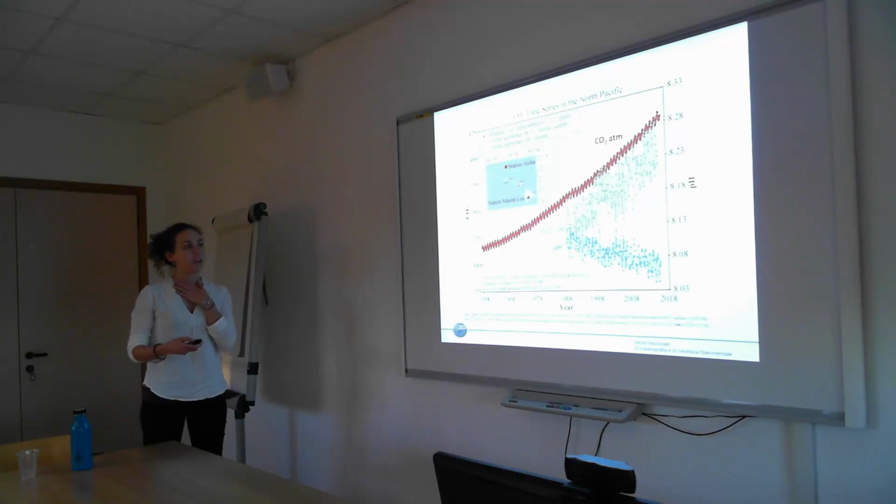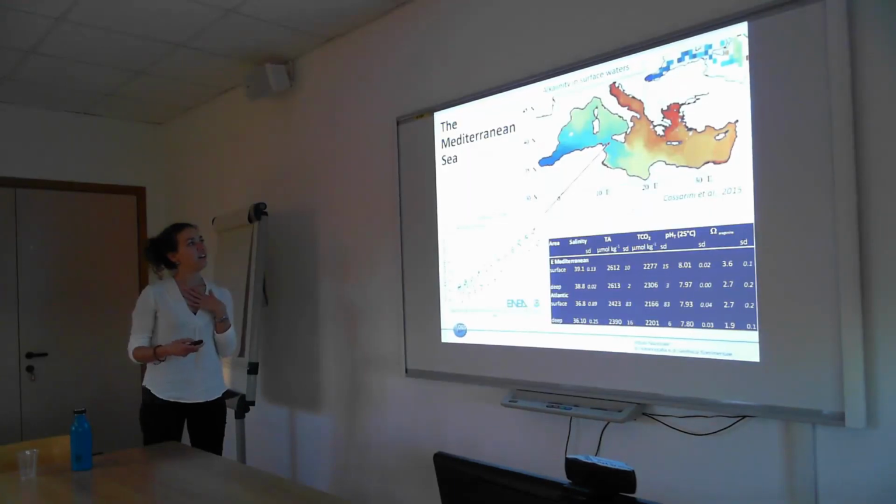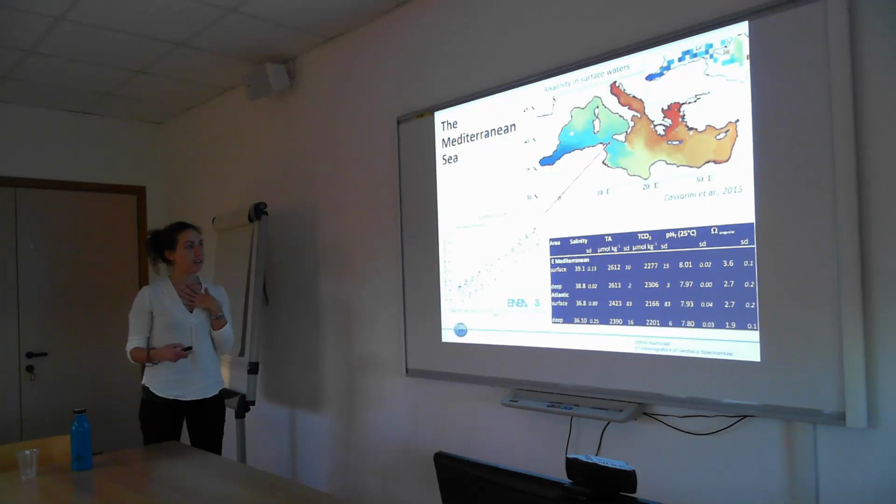For pCO2 and pH, the time series is much shorter. In Hawaii, they started to measure it at the end of the 80s. We can see that the pCO2 in seawater has the same trend as the CO2 in the atmosphere, and the pH has the opposite trend, so it's decreasing. In the Mediterranean Sea, we have one observing site in the south of Italy. The time series is much shorter, it started in 2007. But anyway, we can see the same trend.